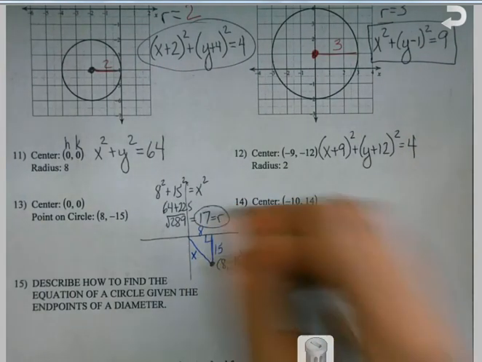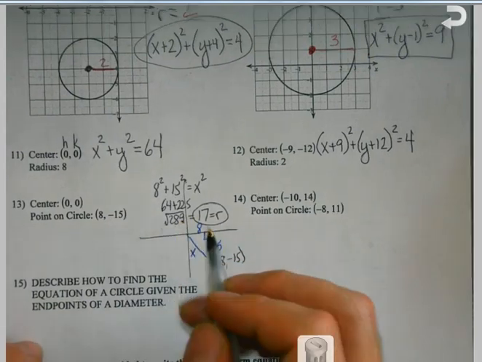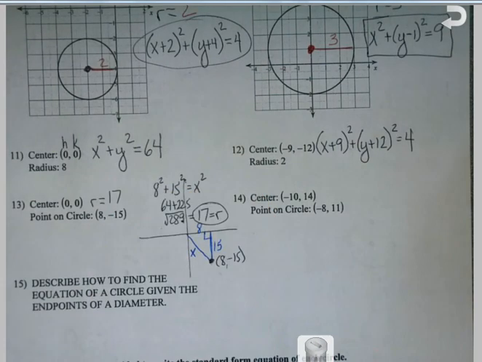That would be my radius. You're like, but wait a minute, I'm just going to re-square it. Doesn't it come back to this? Yes. But again, being able to get my radius is never a bad thing.